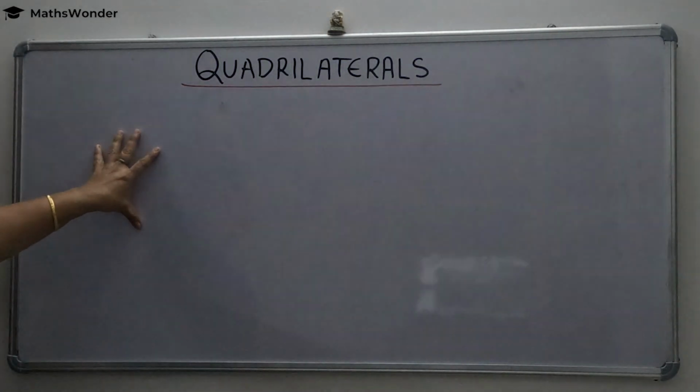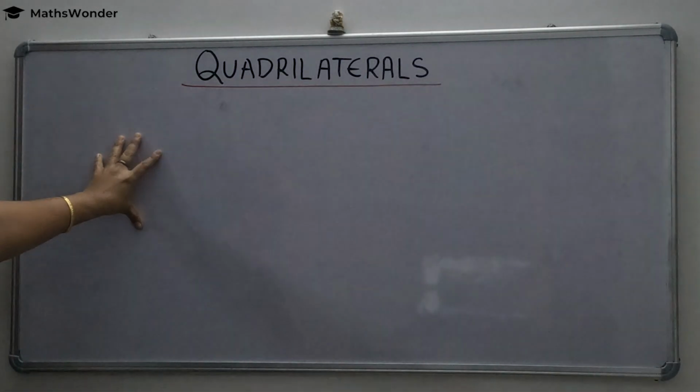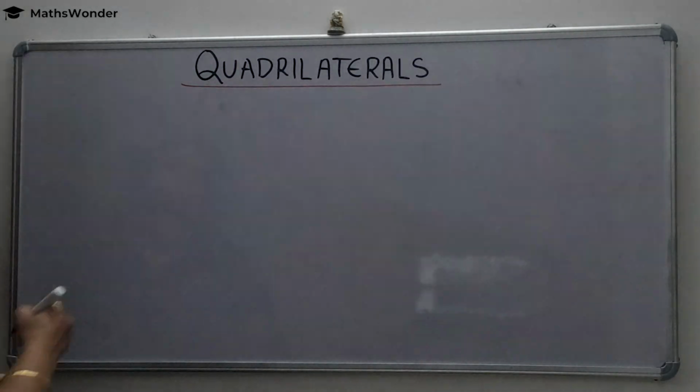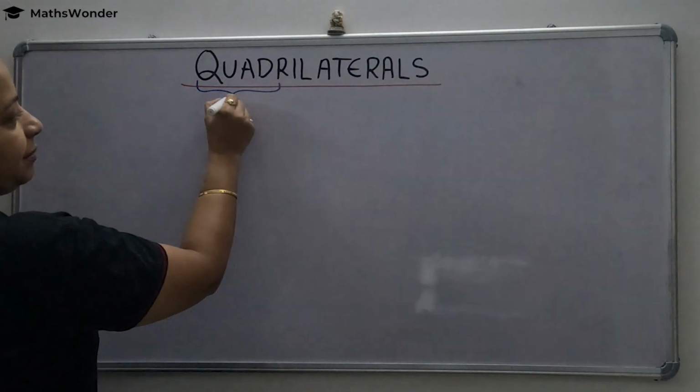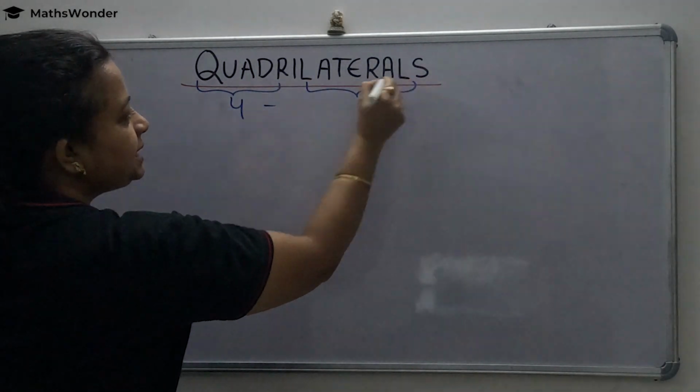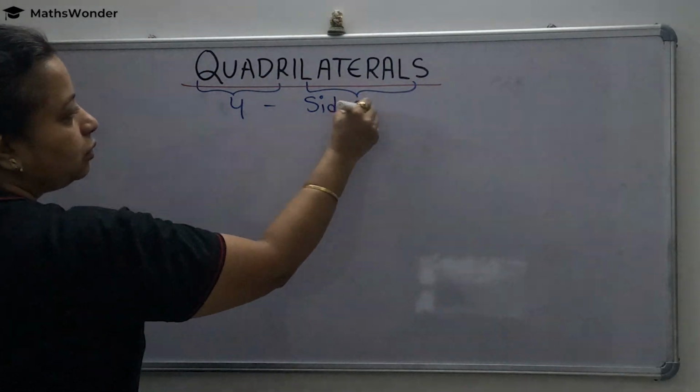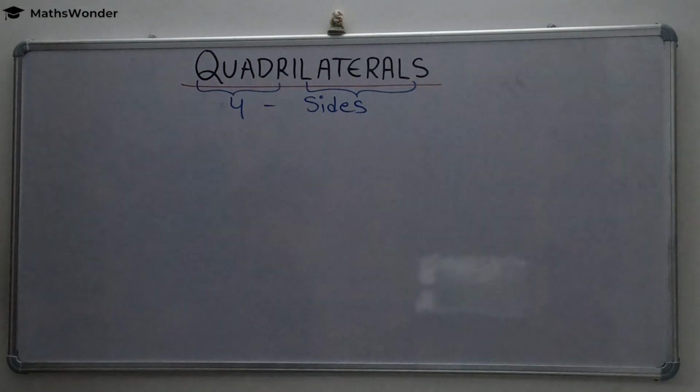A simple closed curve bounded by 4 segments is called a quadrilateral, because quadri means 4 and laterals means side. So a simple closed figure bounded by 4 line segments is called a quadrilateral. A quadrilateral is a polygon having 4 sides. Etymologically, quad means 4, laterals means side, as I already told you.